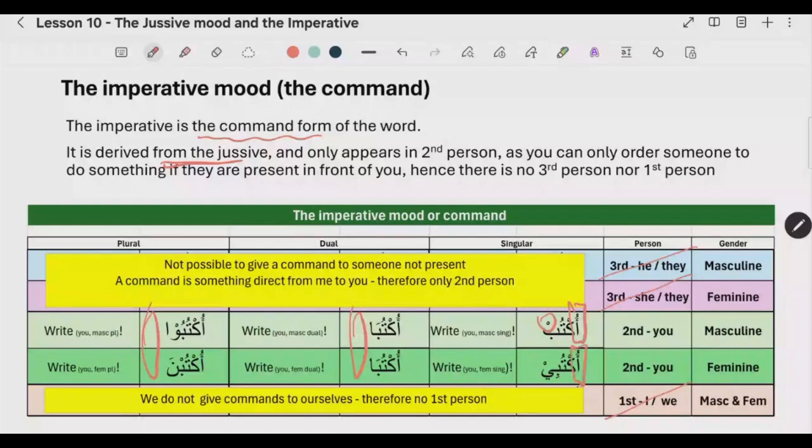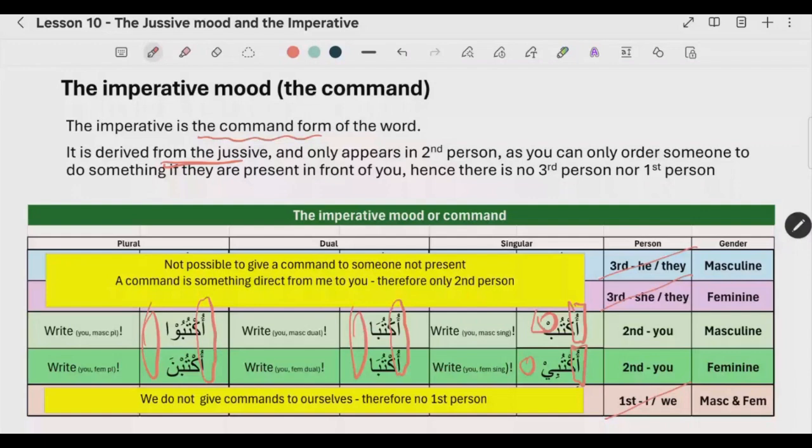Normally in the second person you get a ta, but this one is an alif. And I'll show you how you come to the alif with either a dhamma or a kasra on it just now. If you notice, all of them take this in the command form, this u or i in the beginning, and the jussive characteristics at the end, and that essentially gives you the command form.